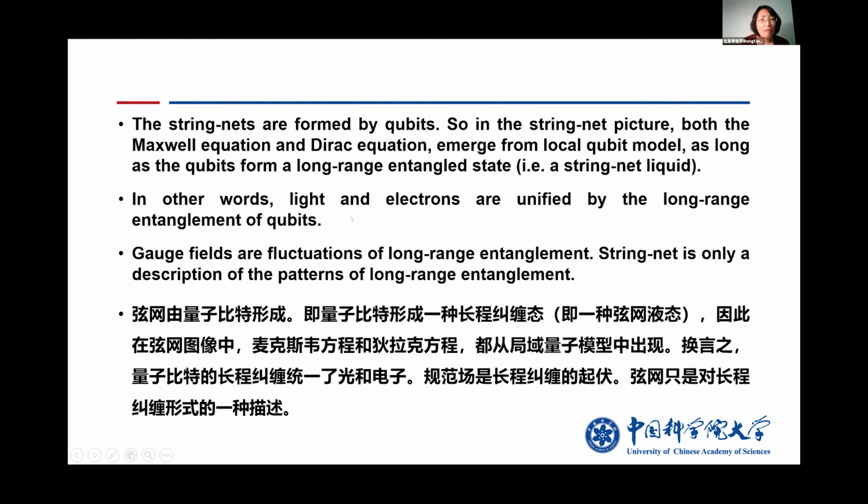The waves formed by the liquid are shown in the string-net picture of the Maxwell equation. The Dirac equation emerges from a local qubit model, and the qubits form a long-range entangled state. In other words, light and electron are induced by long-range entangled qubits. Gauge fields are a fraction of long-range entanglement. String-net is only a description of a pattern of long-range entanglement.